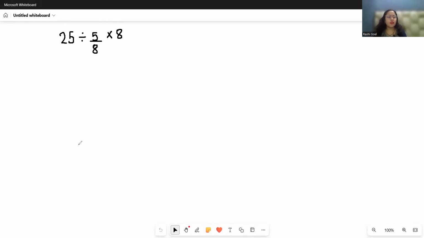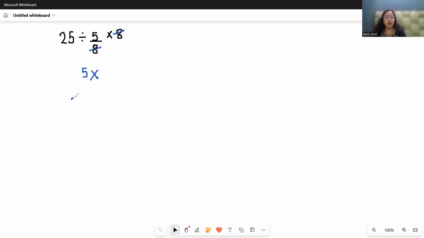So we have been given a beautiful math expression: 25 divided by 5/8 times 8. It looks simple, right? Still, many people get confused and reach the wrong answer. Why? Because they cancel out the 8 with 8 and then divide 25 by 5, and their answer is 5, which is the wrong answer because they did not follow the right approach.